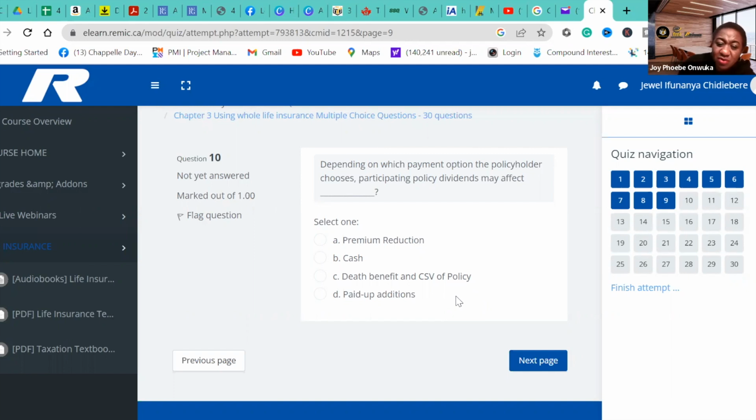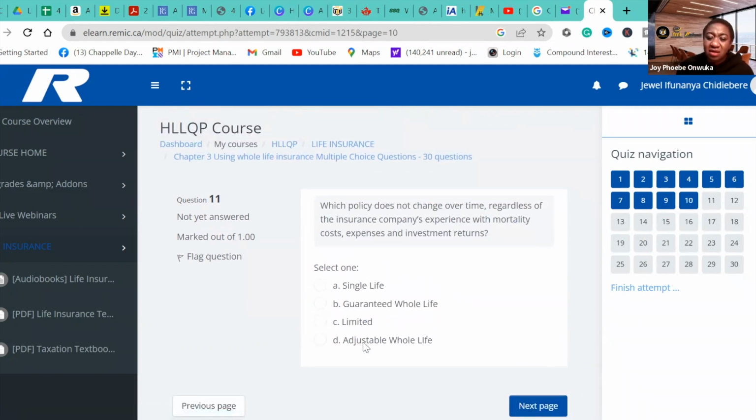You know what? I'm going to go with this. The reason I'm going with death benefit is that if the participating dividend is not withdrawn or utilized for premium reduction, in cash or paid up addition, it could affect the death benefit by increasing the death benefit. It can also affect the cash surrender value of the policy by increasing the cash surrender value. So that's the reason I'm going with that option. But we're going to see. Okay? Be patient.